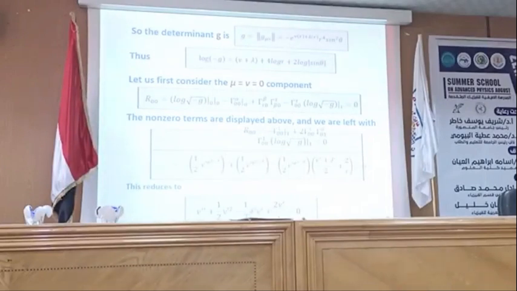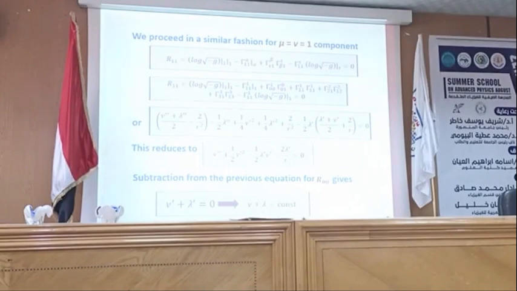What do I do? We look for R11. Why not R12? Because it's easy. We will see why not R12. So let us look for R11. I do the same for R11, and I compare the Christoffel symbols here with what I have obtained, and I will get this result here.